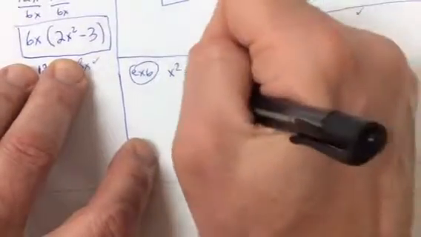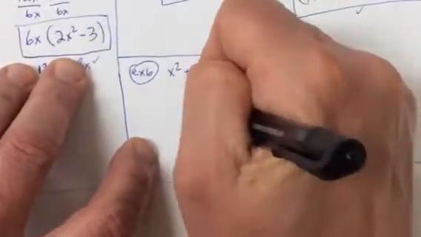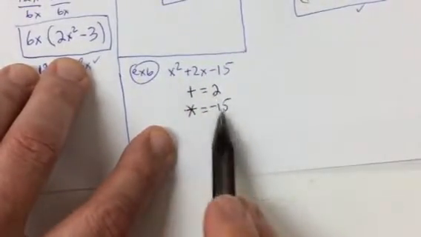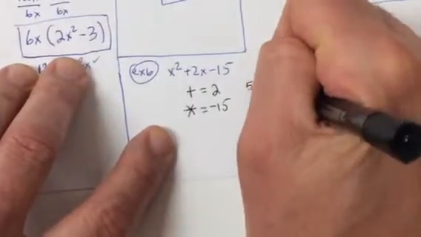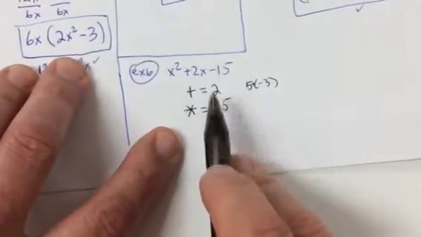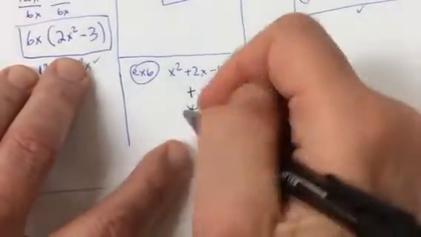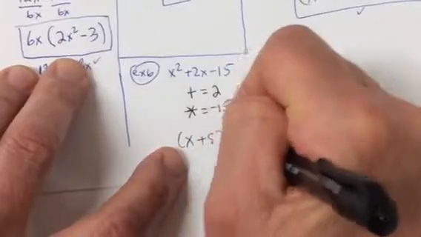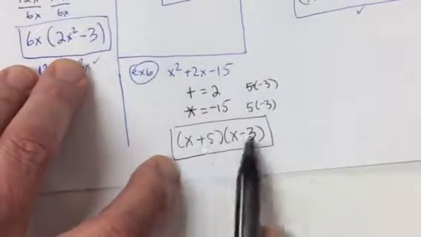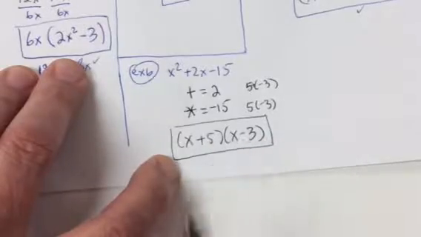Okay, so you ask yourself, what 2 numbers are going to add to get positive 2, the b value, and multiply to equal negative 15, which is the c value? If we think about it, it's going to be 5 times negative 3. 5 plus negative 3 is going to get us the positive 2. Remember, it has to be a positive 2. 5 times negative 3 is going to get us the negative 15. So this is going to be x plus 5 times x minus 3. If you check it, it will work. Remember, it doesn't matter if you do x minus 3 and then x plus 5, as long as x plus 5 is in one of the parentheses and x minus 3 is in the other.